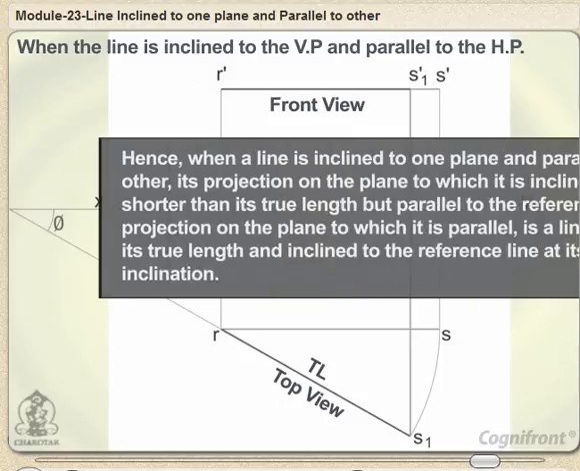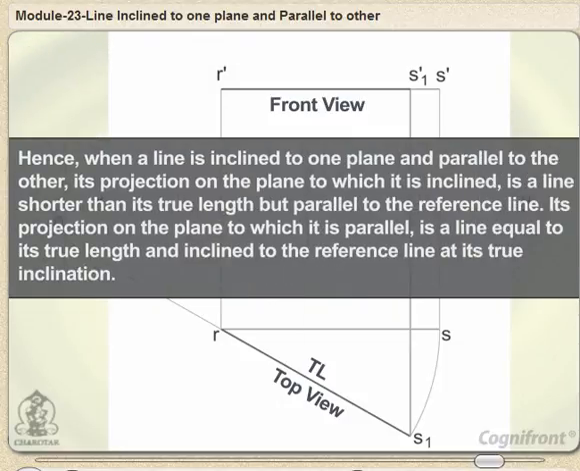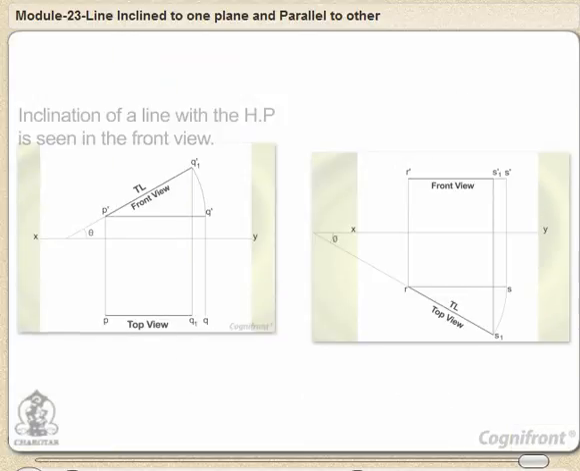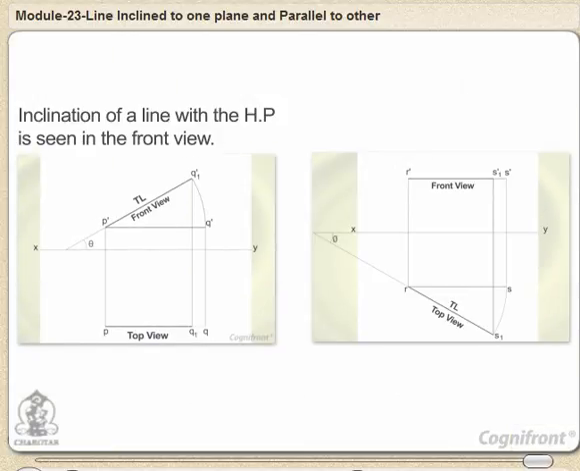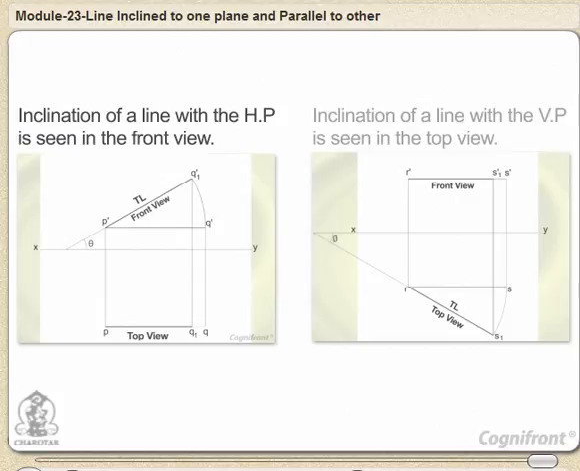Hence, when a line is inclined to one plane and parallel to the other, its projection on the plane to which it is inclined is a line shorter than its true length, but parallel to the reference line. Its projection on the plane to which it is parallel is a line equal to its true length and inclined to the reference line at its true inclination. In other words, the inclination of a line with the HP is seen in the front view and that with the VP is seen in the top view.